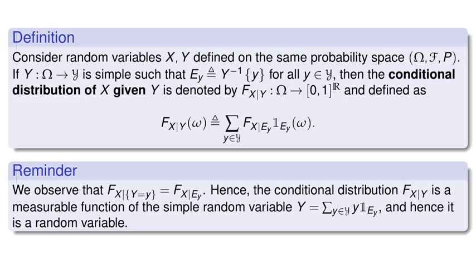As a reminder, we observe that F_{X|Y=y} is just F_{X|E_y}. Hence, the conditional distribution F_{X|Y} is a measurable function of the simple random variable Y, which can be written as a sum of y times the indicator of E_y, and therefore F_{X|Y} is itself a random object, specifically a random distribution function.